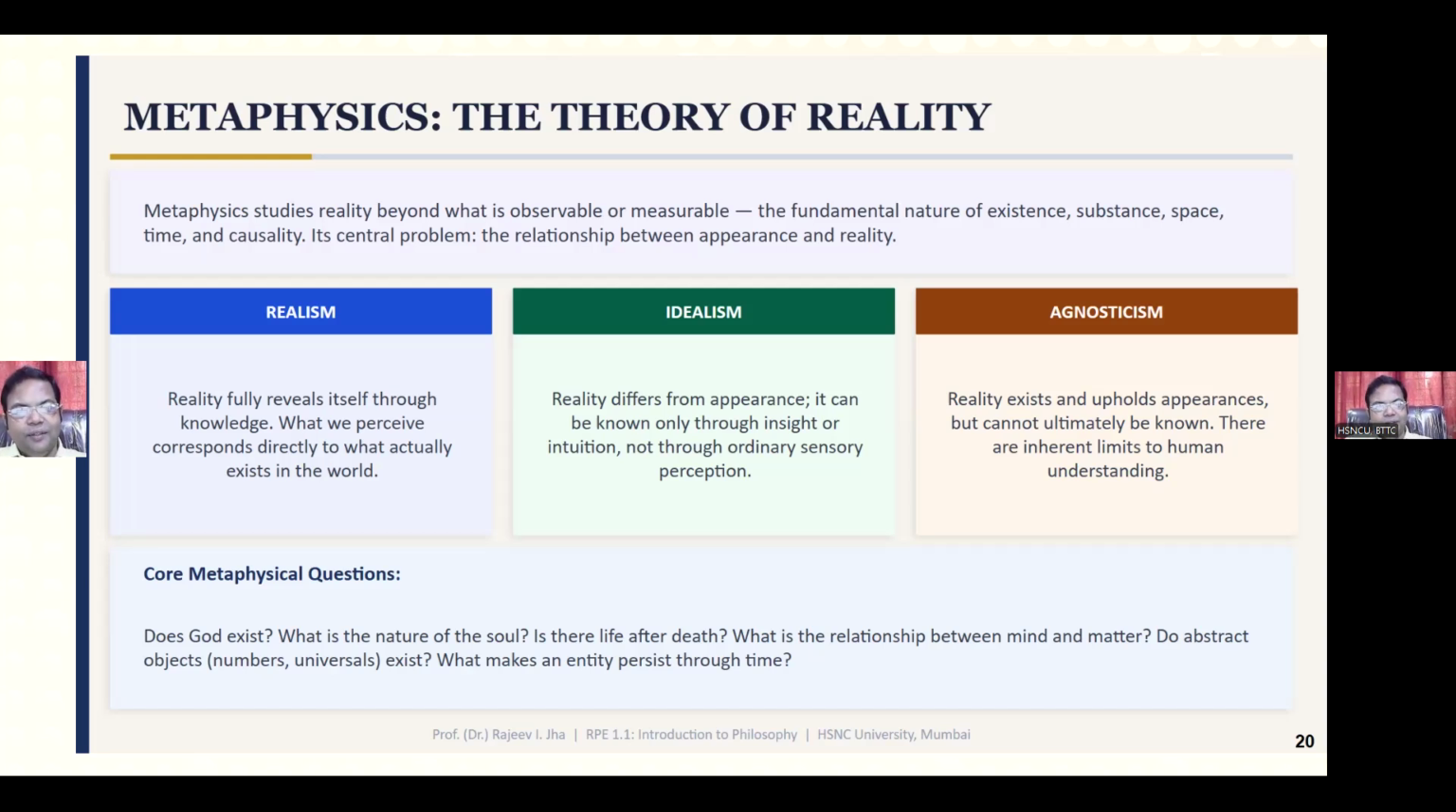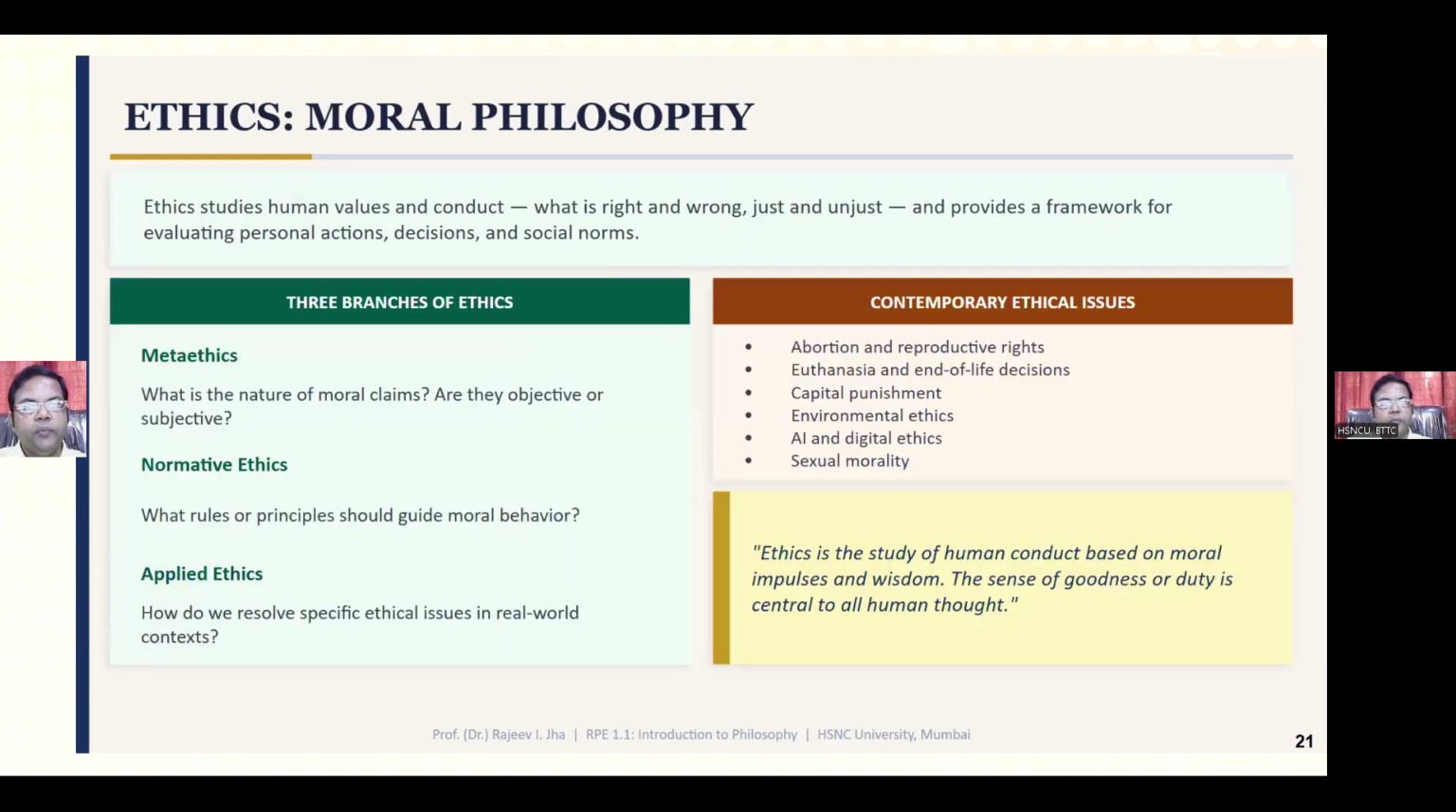From what exists, we turn to how we ought to act, the branch of ethics. Ethics or moral philosophy is the branch most immediately relevant to the course on research and publication ethics. It studies human values and conduct. What is right? What is wrong? What is just, and what obligations we carry.